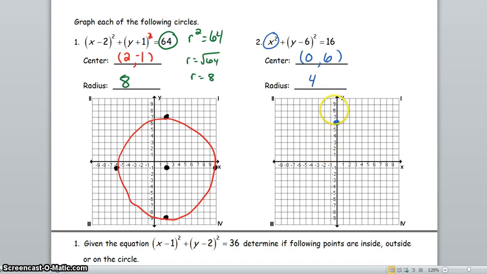Put my 4 points in, 4 units away from the center. 1, 2, 3, 4. 1, 2, 3, 4. 1, 2, 3, 4. And 1, 2, 3, 4. Go ahead and graph as close to a circle as we can. And we're done.